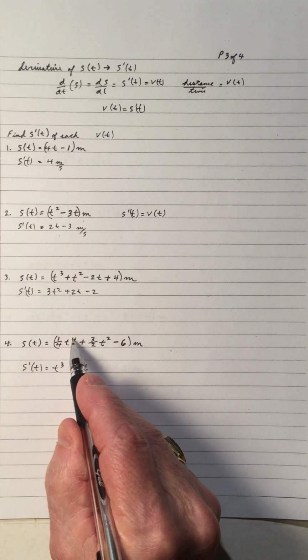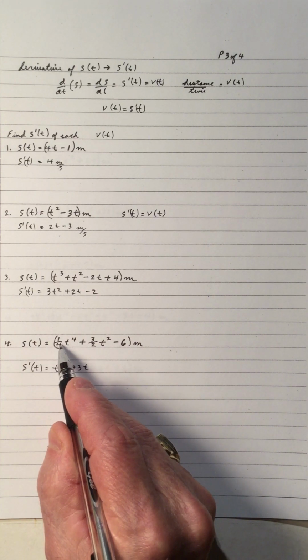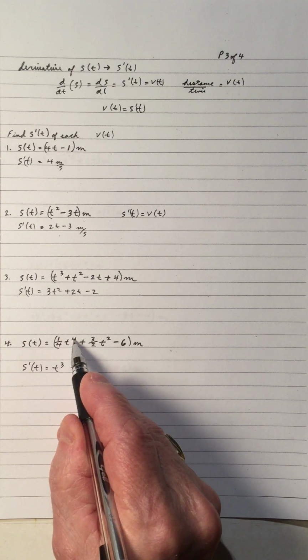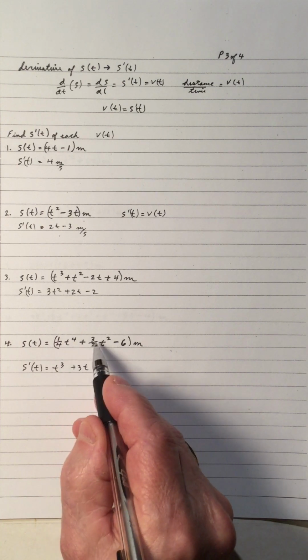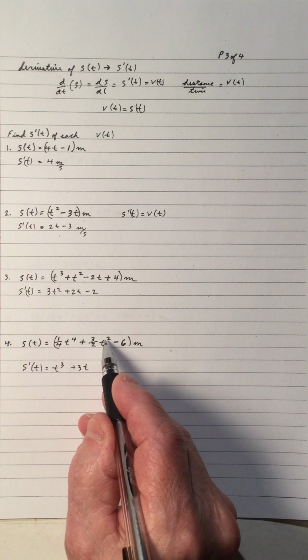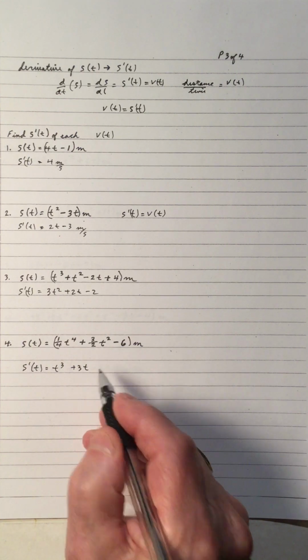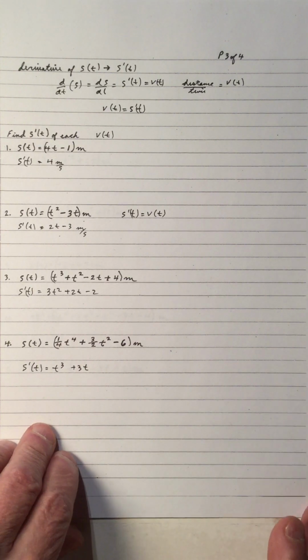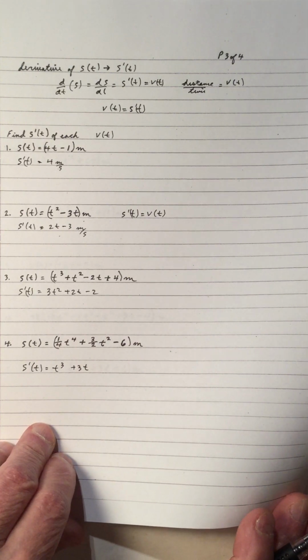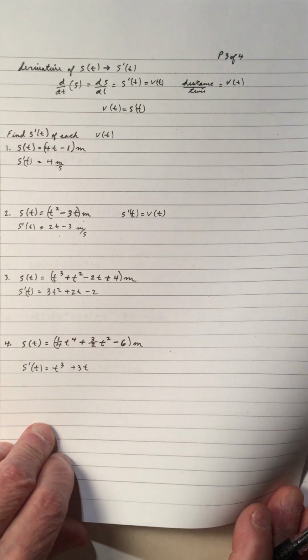Again, you're doing the power rule, so 4 times 1/4 is 1, and 4 minus 1 is 3. 3/2 times 2 is 3, and this is decreased by 1 to a 1, and the derivative of a constant is 0. So the derivative, s prime, is the velocity.